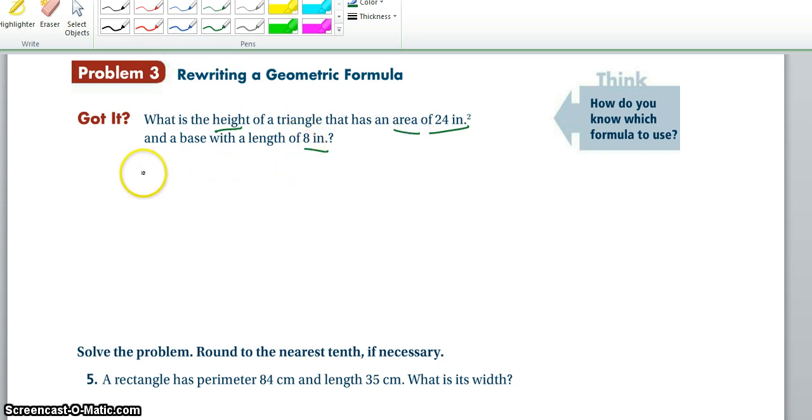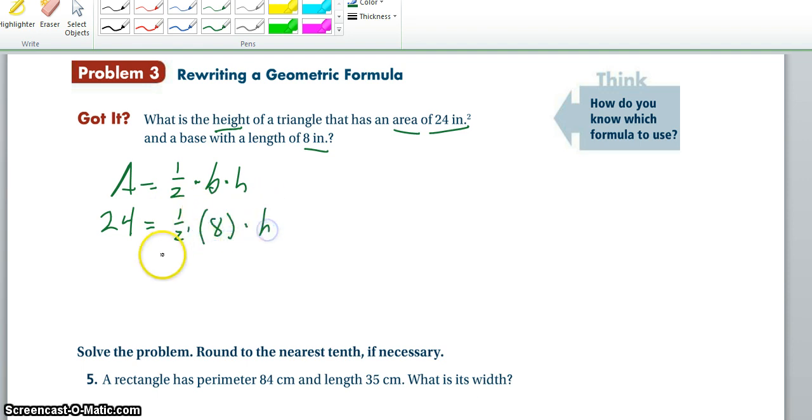So we set up our formula, and if you can remember the area of a triangle formula, area is equal to 1/2 base times height. So then we can plug in what we know. We know that the area is 24. We know that the base length is 8. And we don't know the height.